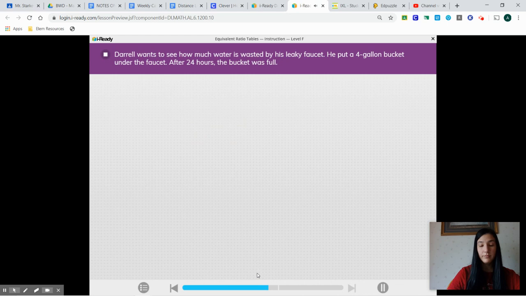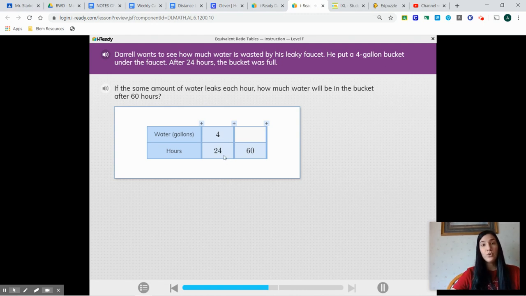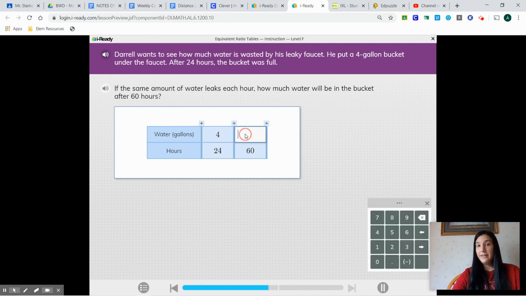Daryl wants to see how much water is wasted by his leaky faucet. He put a 4-gallon bucket under the faucet. After 24 hours, the bucket was full. If the same amount of water leaks each hour, how much water will be in the bucket after 60 hours? Okay, so again, we want to simplify first. So 24 divided by 4 is 6. So we know that this is 1 gallon of water for every 6 hours. So to get from 6 over to 60, we know that we are multiplying by 10. So we're going to do 1 times 10 to get a 10.